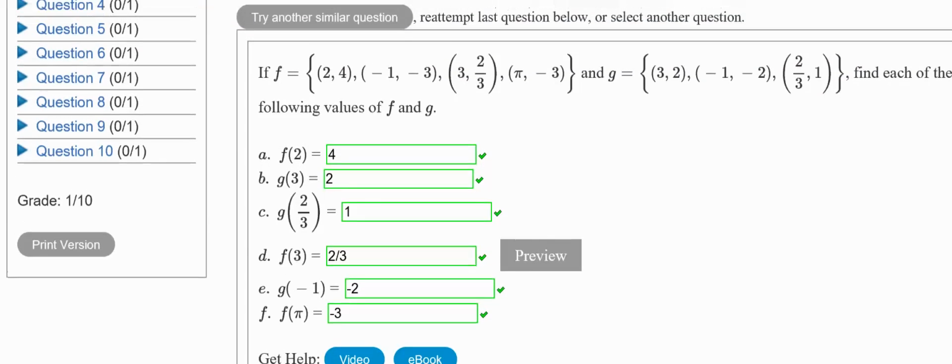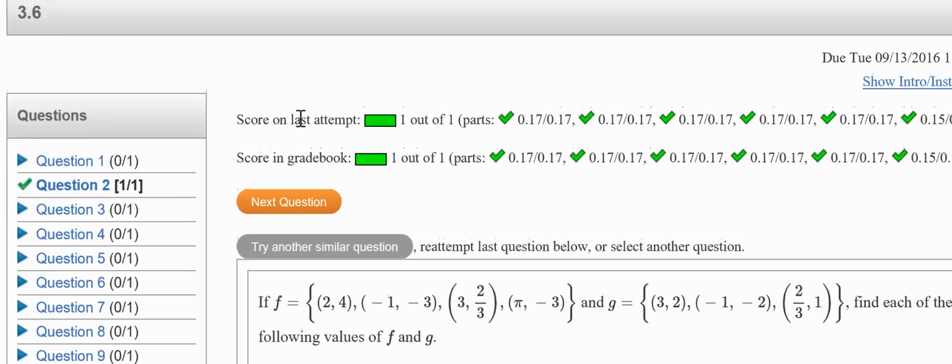All right, hopefully that helps. This is 3.6, number 2.